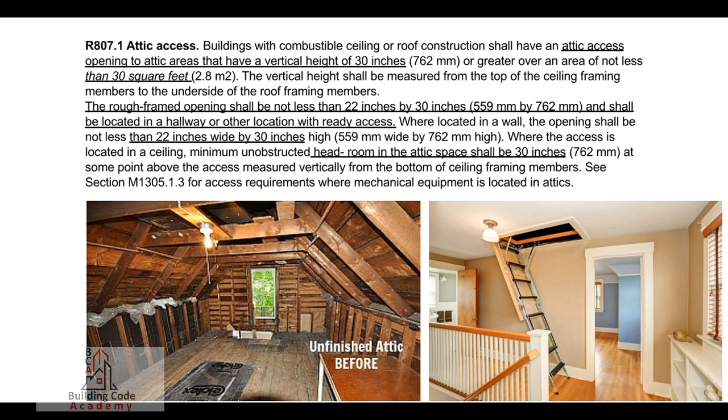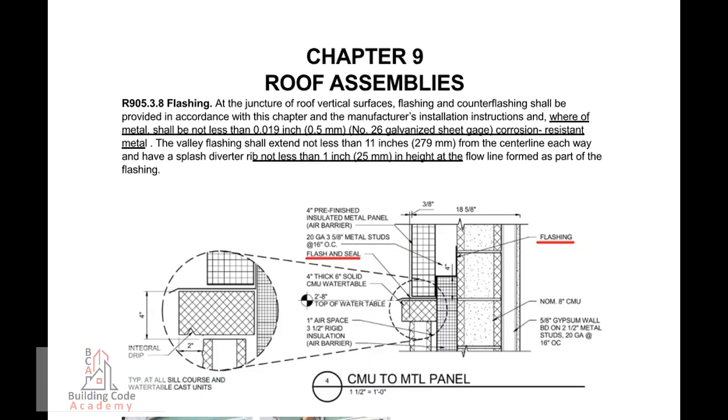Where the access is located in a ceiling, minimum obstructed headroom in the attic space shall be 30 inches, 762 millimeters, at some point above the access measured vertically from the bottom of the ceiling framing members. See Section M1305.1.3 for access requirements where mechanical equipment is located in attics. Chapter 9. Roof Assemblies.